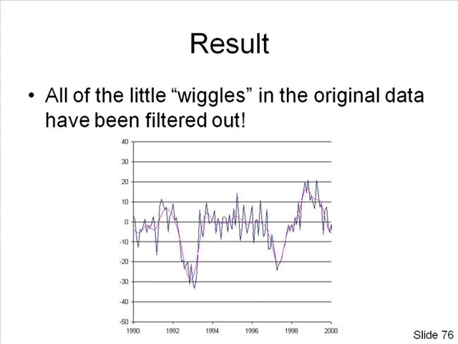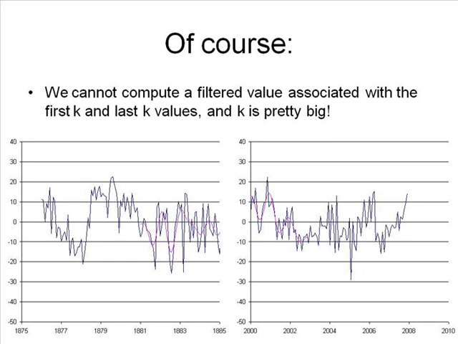Now, of course, the trade-off here is we ended up losing data at the beginning and the end of our data set. We have raw data for the whole period, including the first 5 years and the last 5 years, but unfortunately we can't compute filtered versions of the data during that time period. We have lost that. But it's a trade-off. We have a smoother, easier to work with data set that has certain nice properties, but we have lost some of the original data as well.